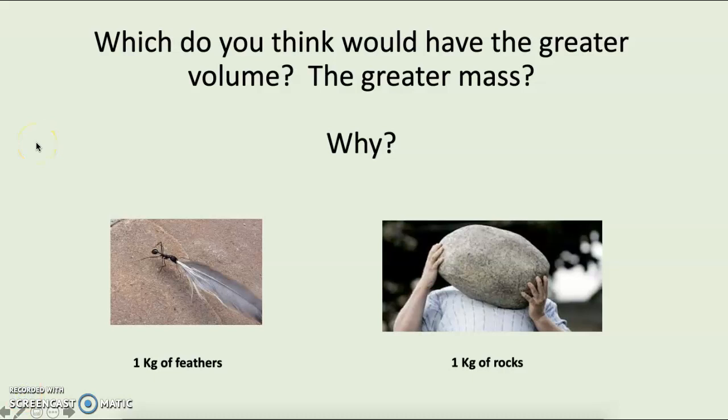So, now that I've given you some time to think, we're going to tackle the second part of this question first. So, which do you think would have the greater mass? Well, 1 kilogram of feathers weighs exactly the same as 1 kilogram of rocks. They have the same mass. Now let's think about the volume.